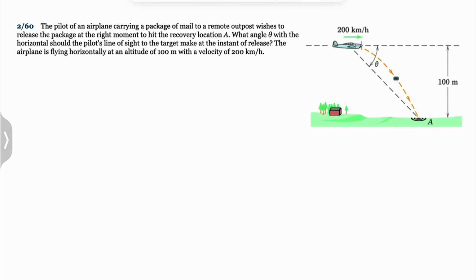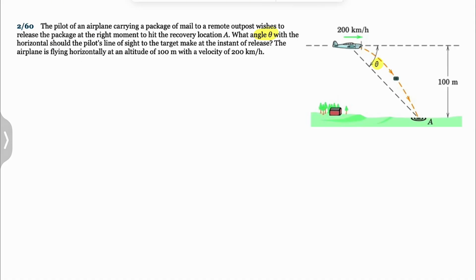Alright guys, welcome back. We have another question from Dynamics by Meriam. The pilot of an airplane carrying a package of mail to a remote outpost wishes to release the package at the right moment to hit the recovery location A. The question is asking us what angle theta with the horizontal should the pilot's line of sight to the target make at the instant of release.